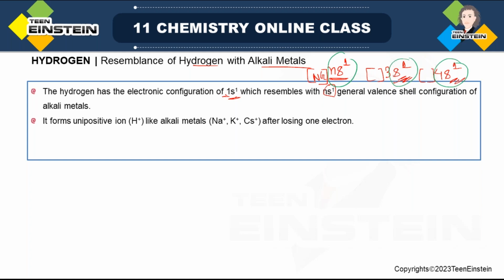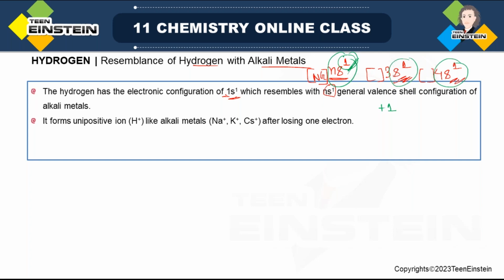Then the second point of similarity: it forms a unipositive ion. We know that the oxidation state possible for group 1 alkali metals is +1. You will never see sodium 2+, sodium 3+, or sodium having any negative charge. The only oxidation state possible is +1. Why? Because as the general electronic configuration is like this, there is a tendency to lose this electron.